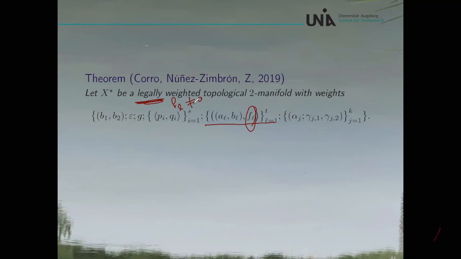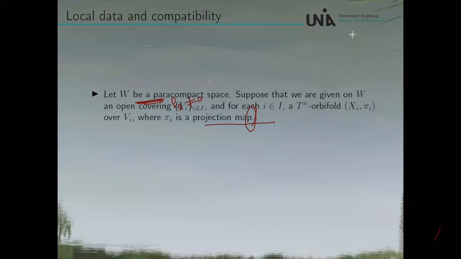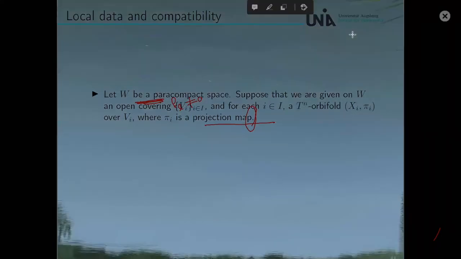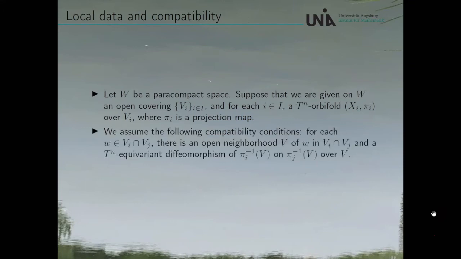Then there exists an orbifold with T2 action such that the orbit space of this orbifold is isomorphic to X. Why is this true? It goes back to the work of Hefliger and Salem, when they constructed an orbifold for this type of information. So what is this information?